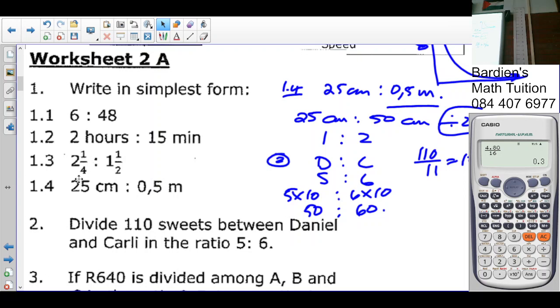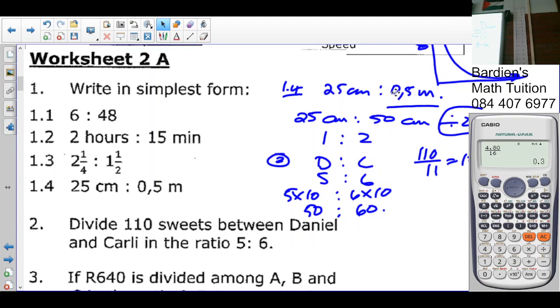1.3, we had to convert this to improper fractions first. So that's going to give you 9 over 4 is to 3 over 2. The LCM was 4. We multiply 9 over 4 by 4, I get 9. 3 over 2 by 4, I get 6. And 3 goes into both, which gave me an answer of 3 is to 2.